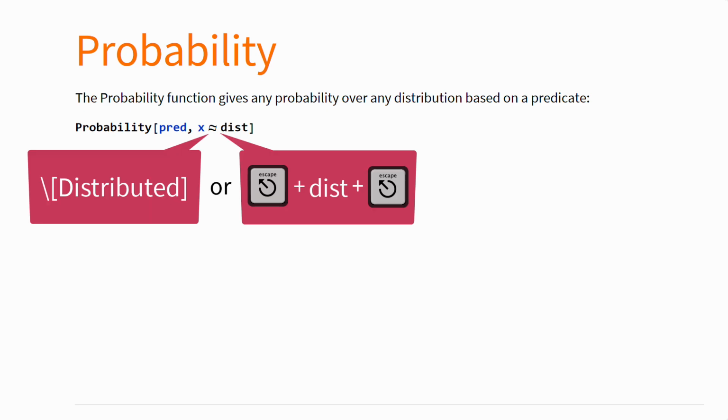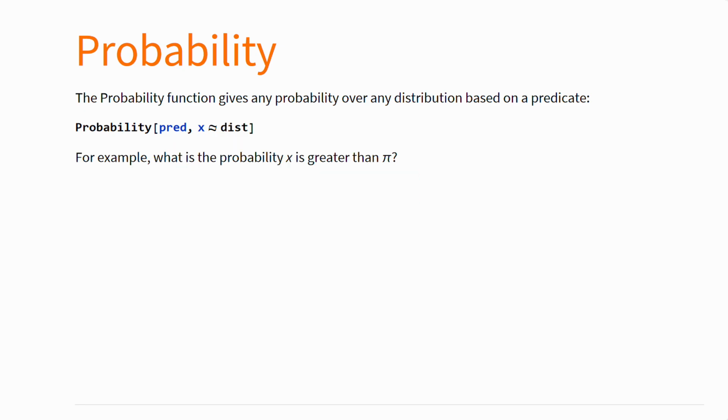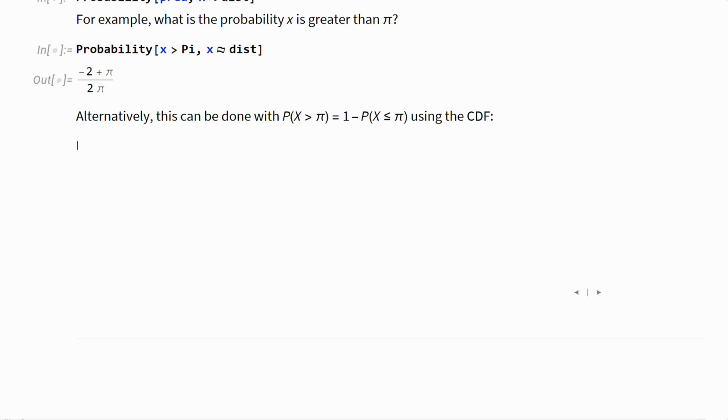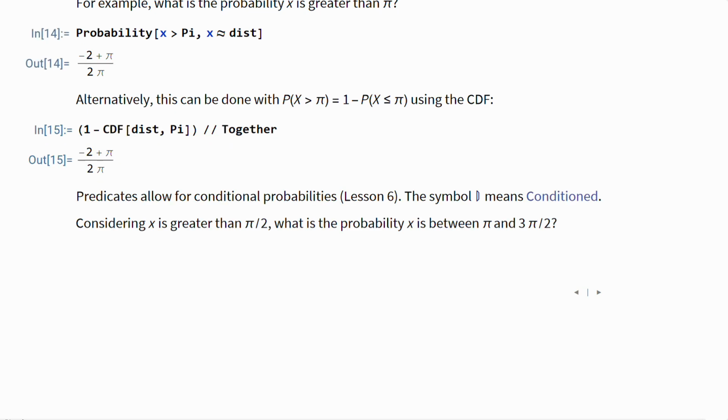Oh, and this symbol means distributed, by the way. So, for example, what's the probability our variable is greater than pi? Just use the condition greater than pi, and you get this. Greater is the opposite of less than or equal to. So you could use the complement of the CDF to get the answer in this case.